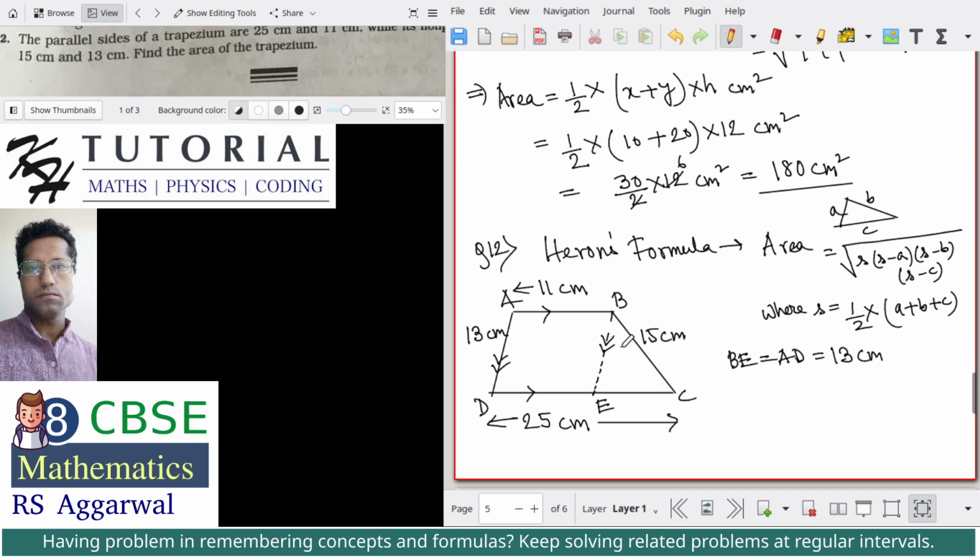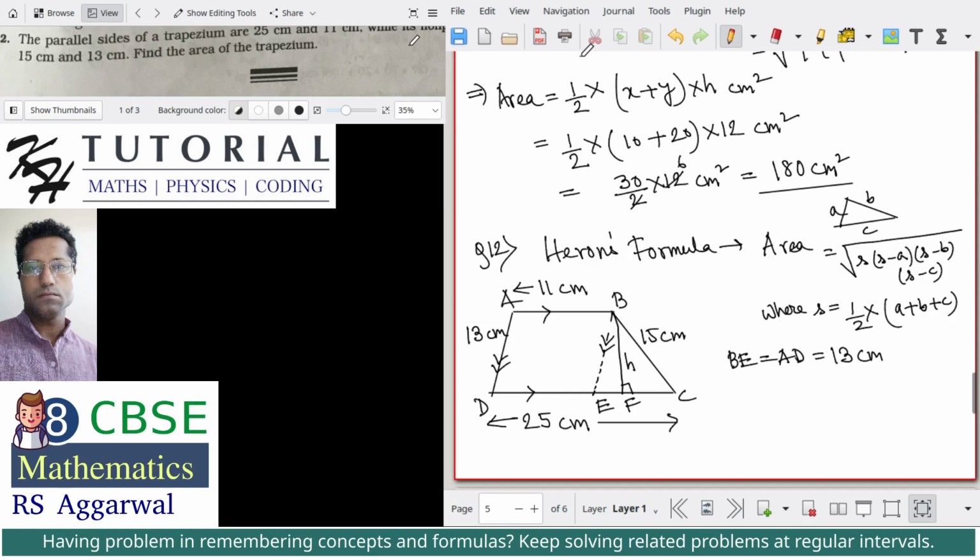That is the main objective, to construct a triangle BEC so that the height of the triangle will be the same as the height of the trapezium. So if I draw a perpendicular from B to DC, say this BF, then BF will be the height of the triangle BEC as well as the trapezium ABCD. Let's denote the length of the height as the small letter h.